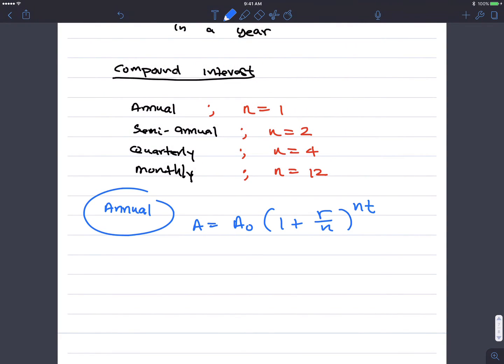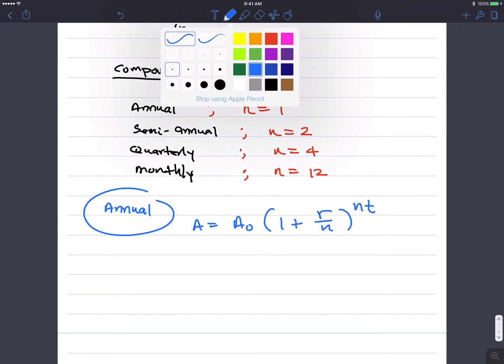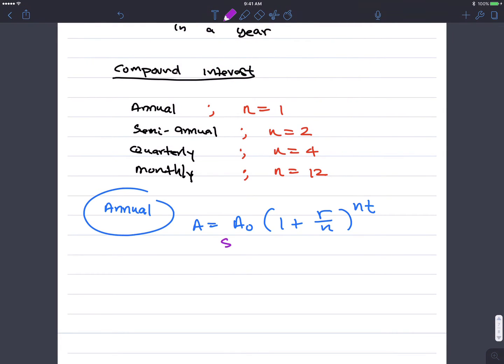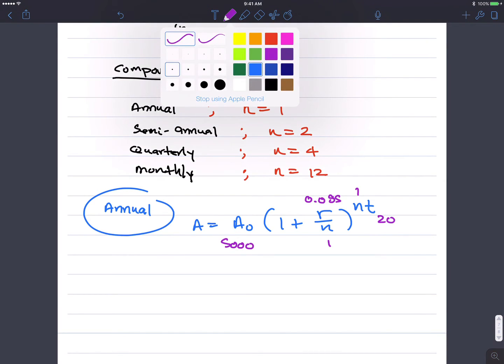What's your initial amount? 5,000. Good. Isn't that how much you got from Aunt Betsy for your birthday? What's the interest rate? 0.085. What's N? If it's compounded annually, N is what? Is that 1? Can you guys see it? Let's see this. 5,000. N is 1. T is 20. My interest rate is 0.085. So, this is what it looks like.